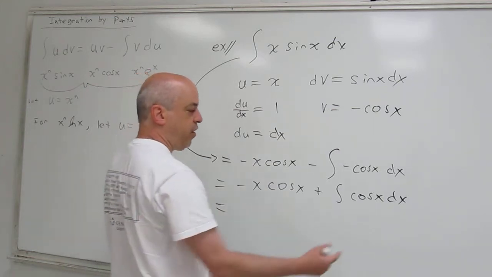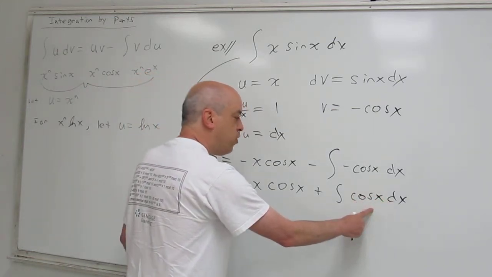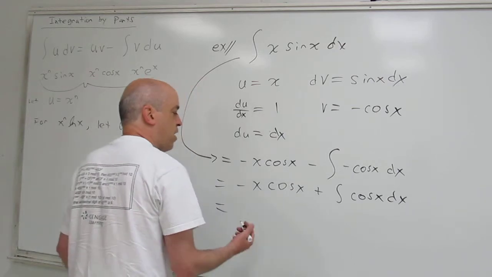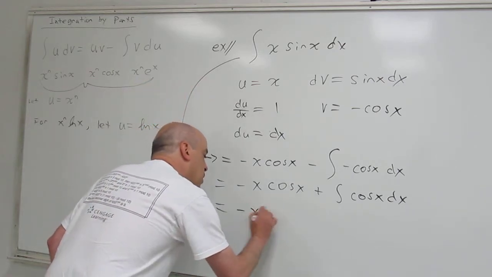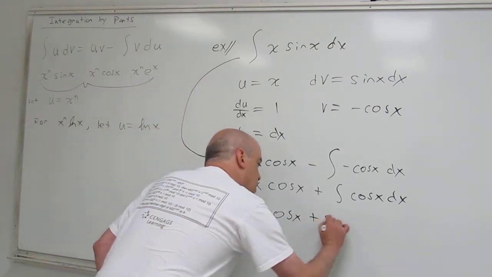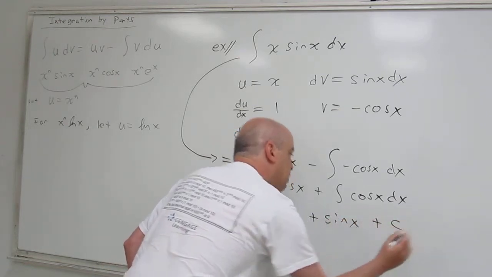Now keep in mind that as long as this is an integral that we can actually compute, then our choice of u and dv is working out well for us. And we have a solution.